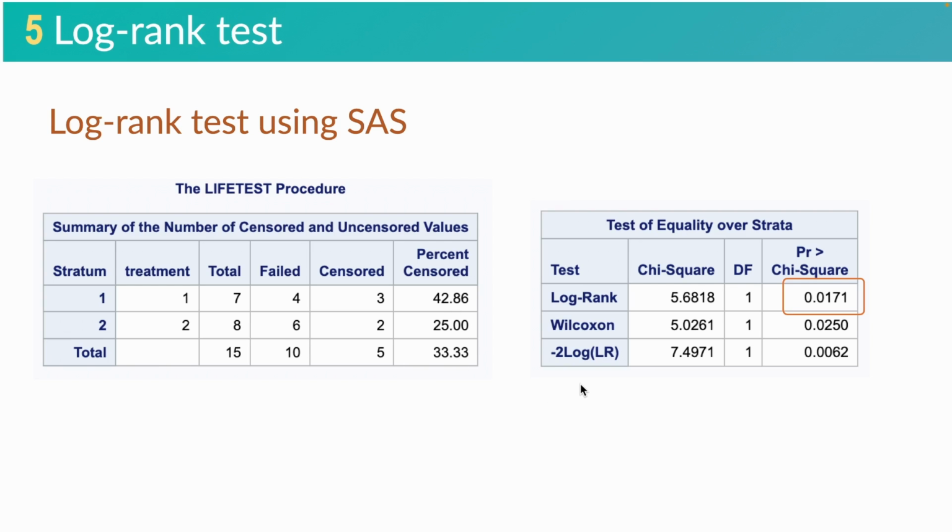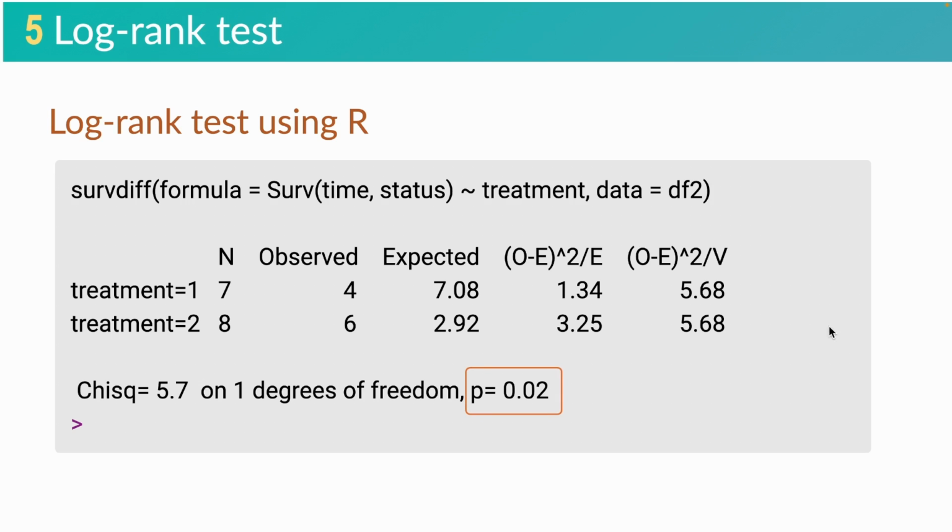In the test table, you can see chi-square value, degree of freedom, and p-value for the log-rank test, and the other two tests, Wilcoxon and minus log LR. The log-rank test shows the same result as we calculated, that is 0.0171.